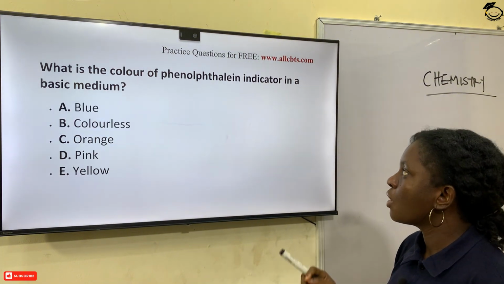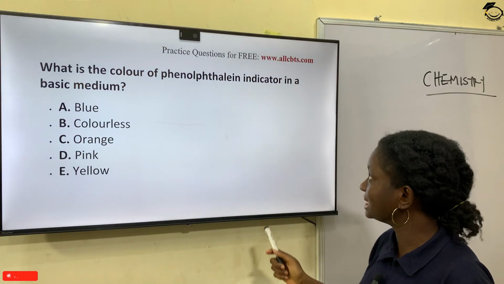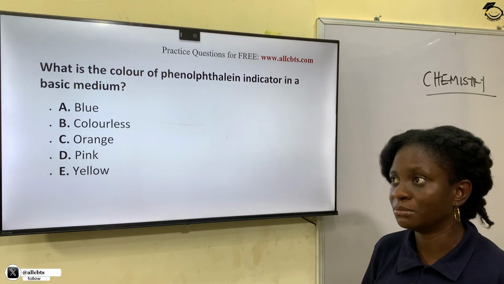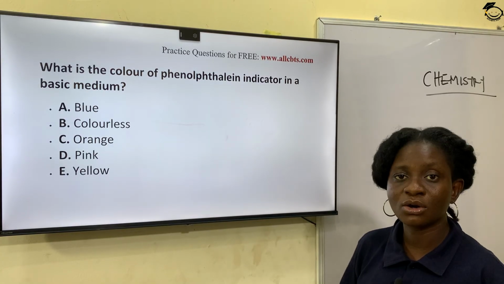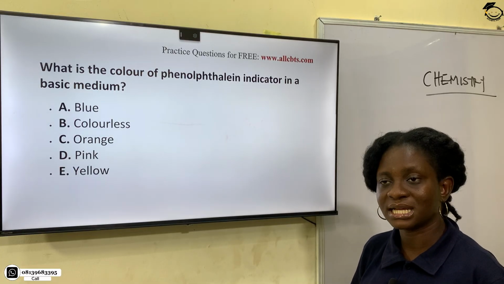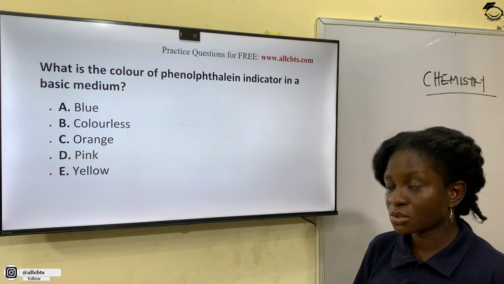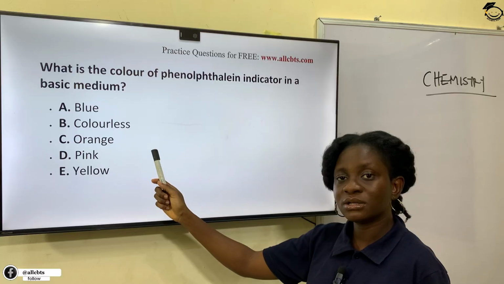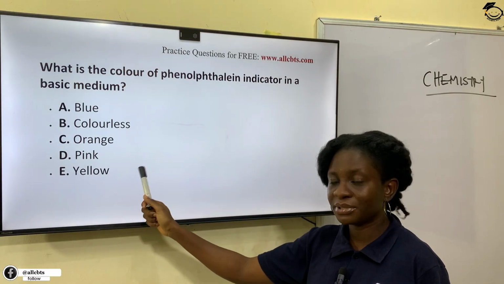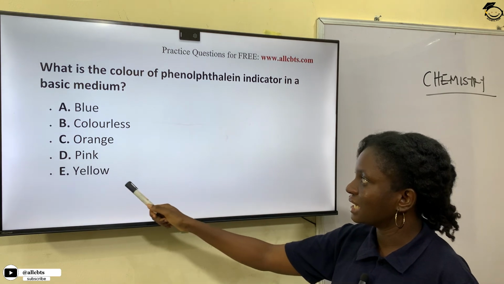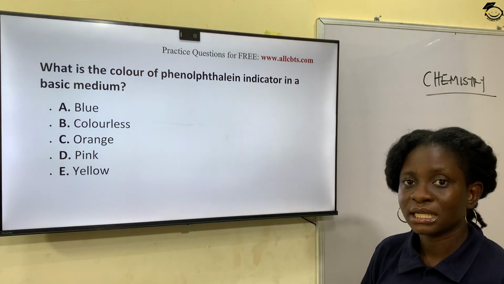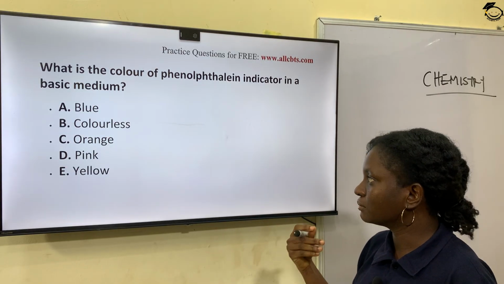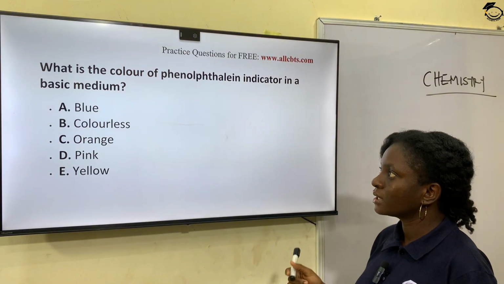So the correct answer is grinding metal into powder, option D. Next question. What is the color of phenolphthalein indicator in a basic medium? In a basic medium, phenolphthalein appears pink, while in acidic or neutral medium, it appears colorless. So let's look at the options. Option A, blue. B, colorless. C, orange. D, pink. E, yellow. The correct answer is pink. Phenolphthalein indicator gives a pink color in a basic medium. Next question.